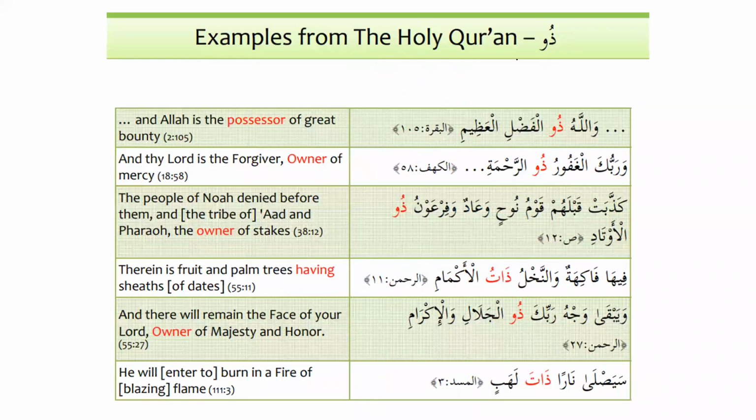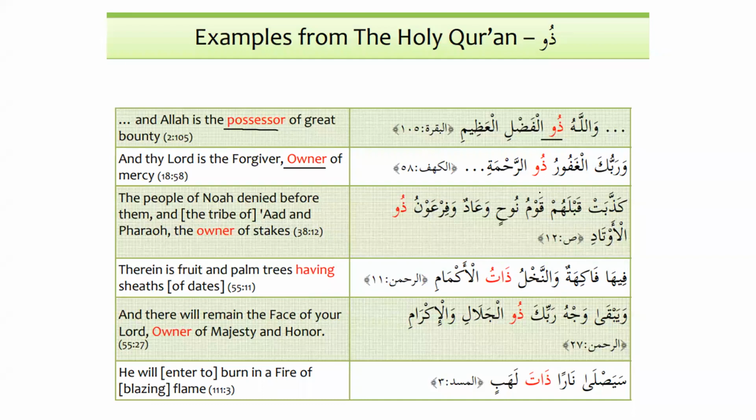Examples of dhu from the Quran. So we have more examples. Wallahu dhul fadlil azim. Allah is the possessor of great bounty. So we know that dhu is translated as possessor or having. Similarly, we have وَرَبُّكَ الْغَفُورُ ذُو الرَّحْمَةِ. Again, we have: and your Lord is the forgiver, possessor of mercy.